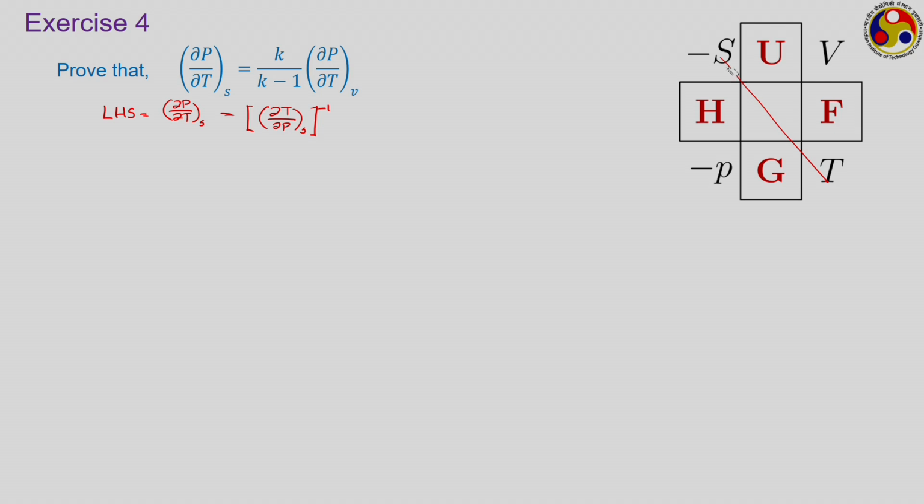So, see the Maxwell square. So, what this one will be? ∂T/∂P at S will become (∂V/∂S at P) whole inverse, or again using the reciprocity we can write ∂S/∂V at P. So, we have converted this to some other form.